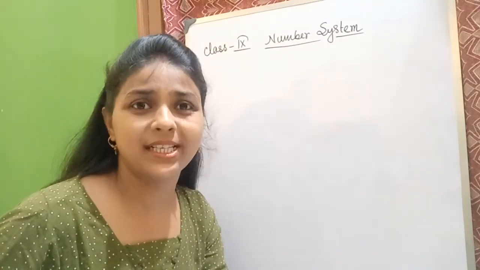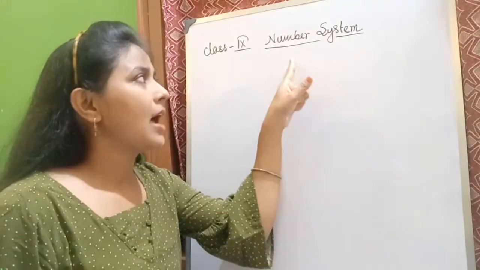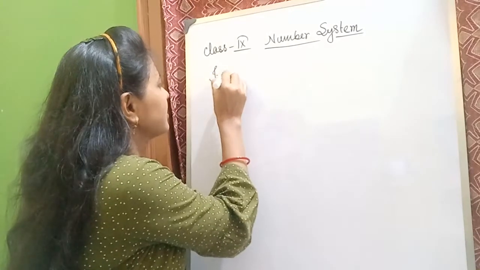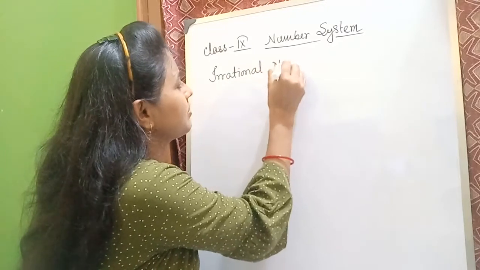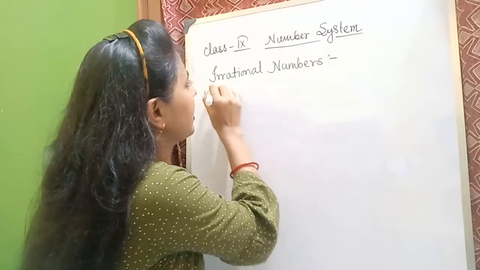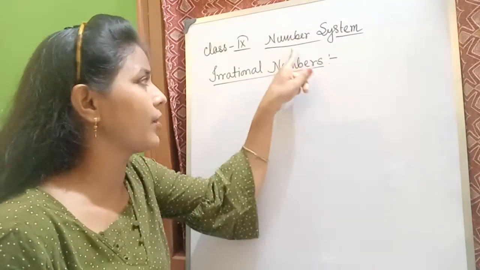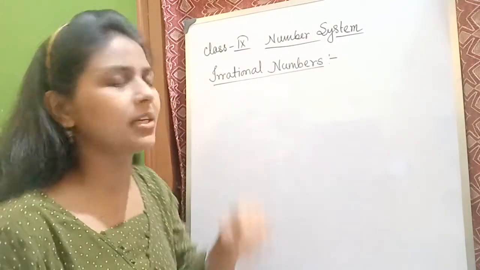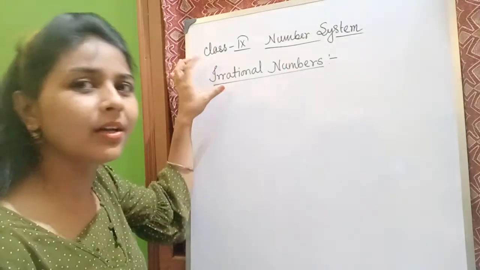Today I am going to discuss class 9's chapter Number Systems, and the topic is irrational numbers. Now, rational numbers you have already done in class 7, 8 and in the first session of number systems in class 9. We will be doing irrational numbers today. You can look at the word irrational.